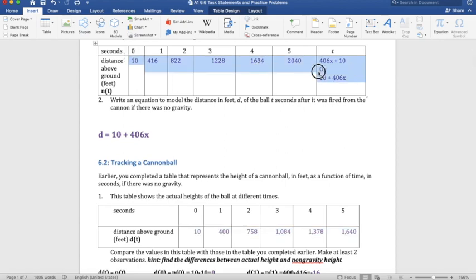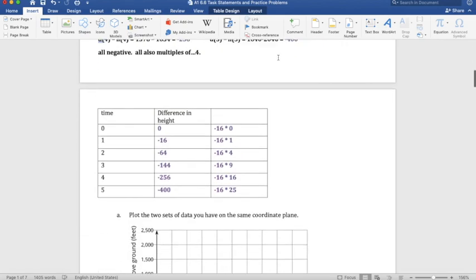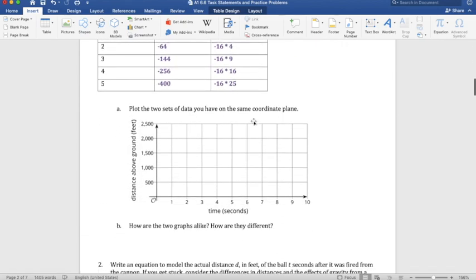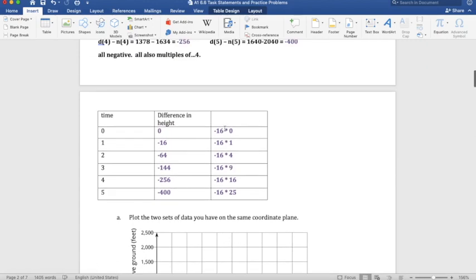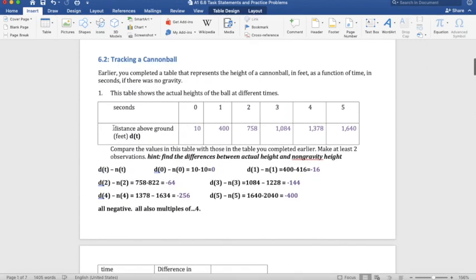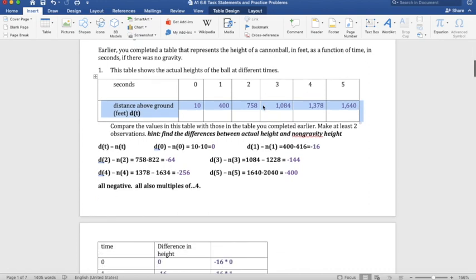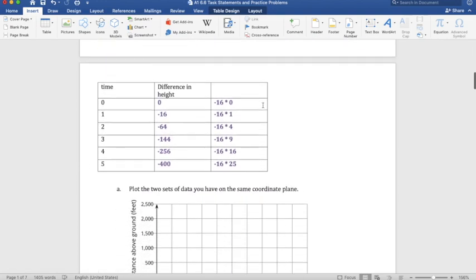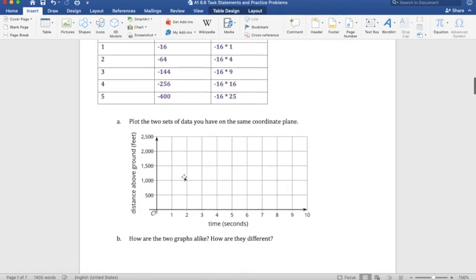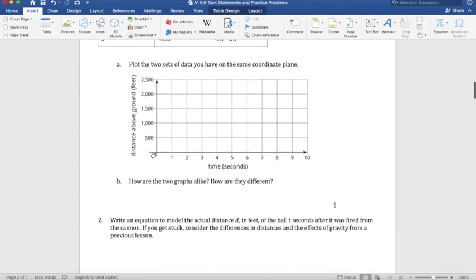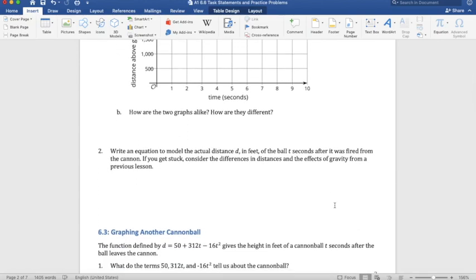N of t, way up here, that's a straight line. That's going to be a straight line, steep. It's going to go way up here. It's going to go steep pretty quick. And d of t, sorry, the gravity one, is going to start at 10, go up quickly, but then it's going to sort of flatten out a bit. And if we kept going, we'd probably see gravity pull that cannonball down to the ground. All right, so let's just move on past that.